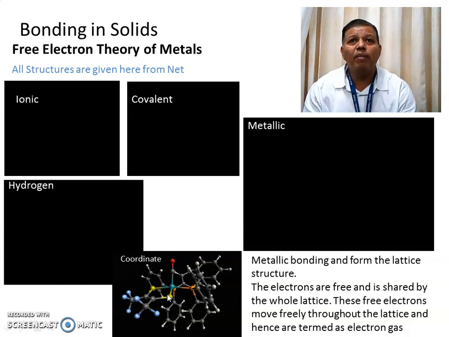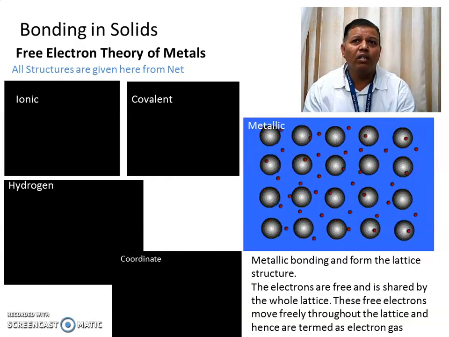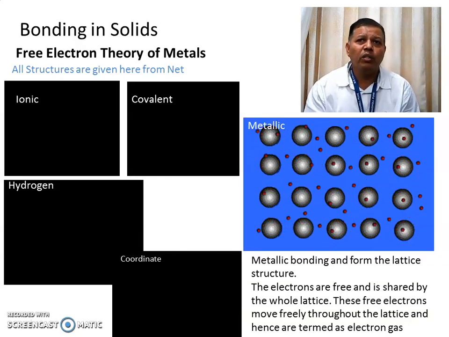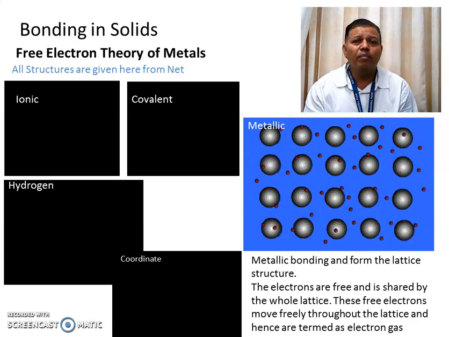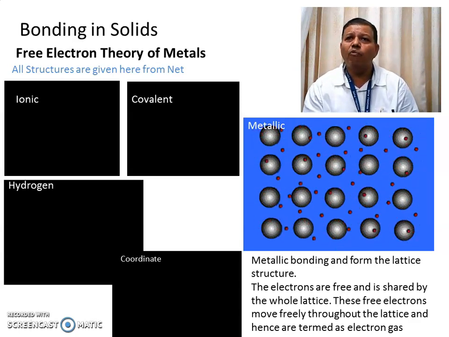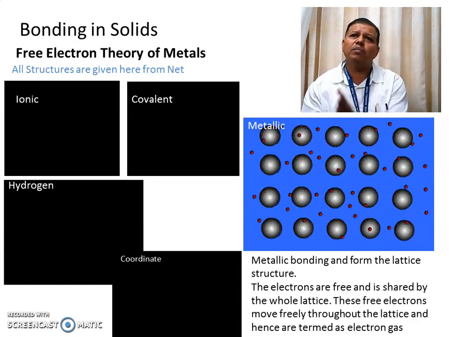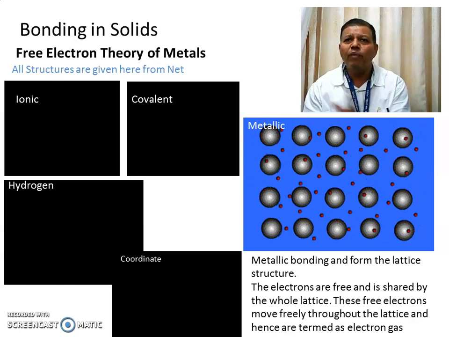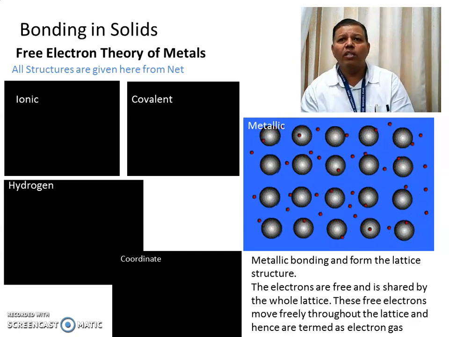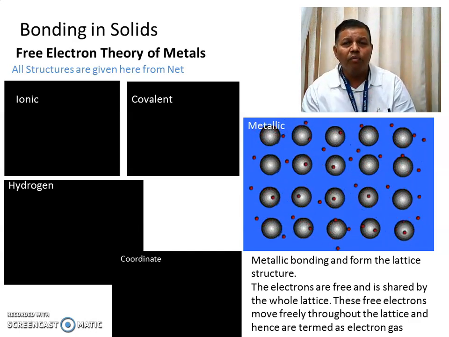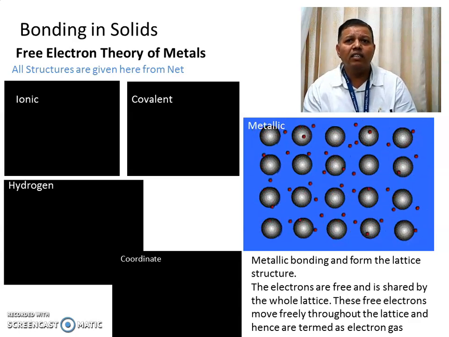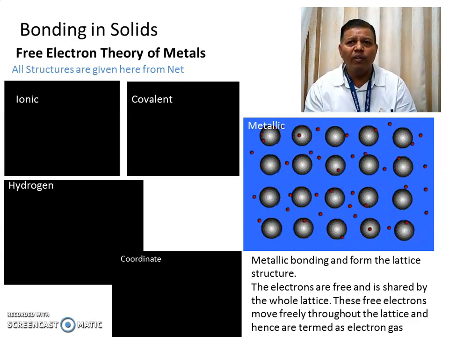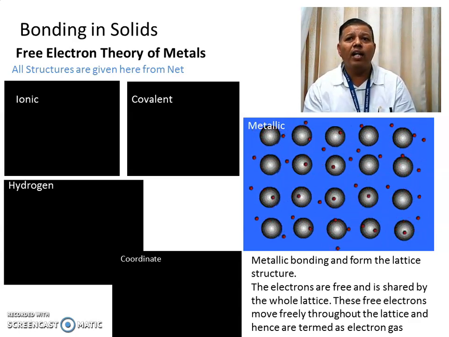While the last, that is the metallic bond, is most important for our purpose, to explain this bonding in the metal. Now, in metallic bonding, what happens? The valence electrons are continuously transferred from one atom to another atom, moving tremendously at high speed. Therefore the metallic bonding forms lattices, a lattice structure, and the electrons are very free and shared by the whole lattice.